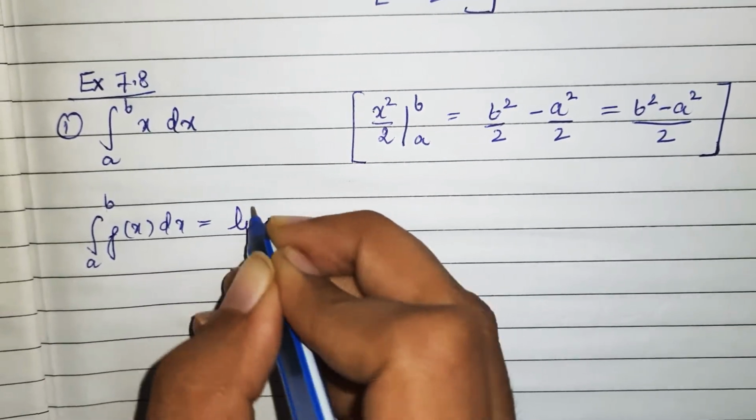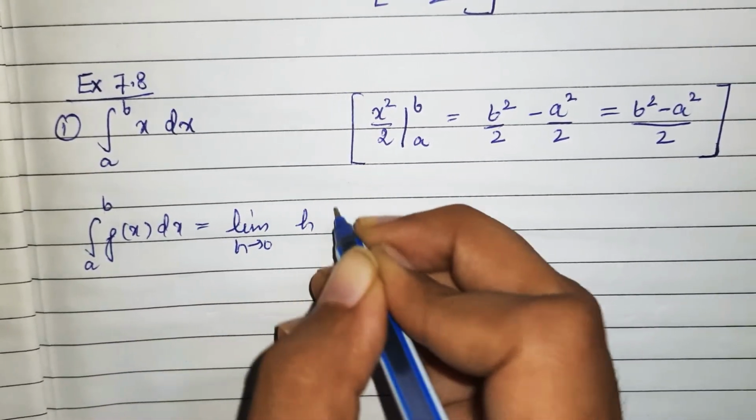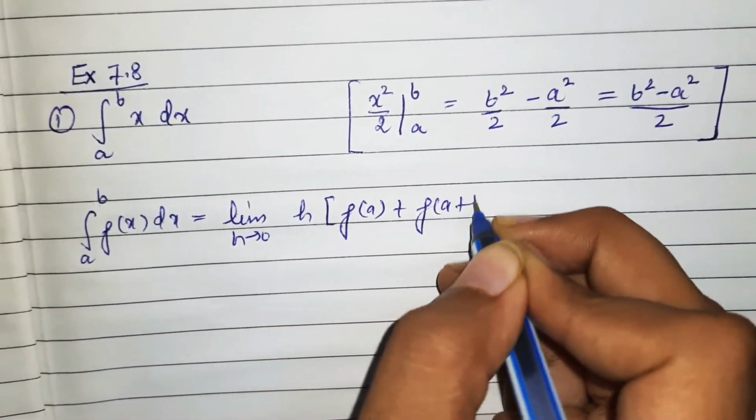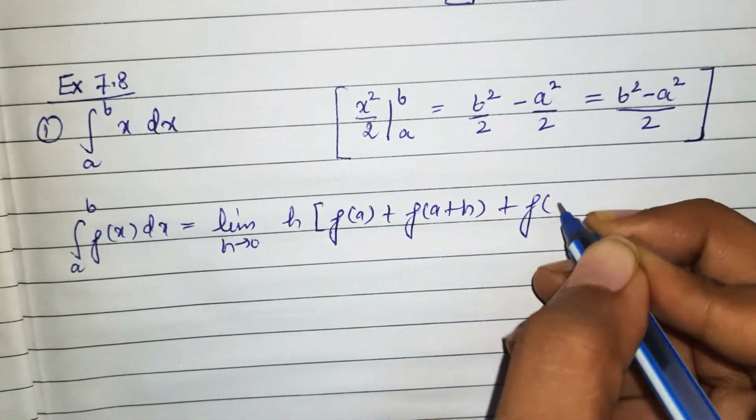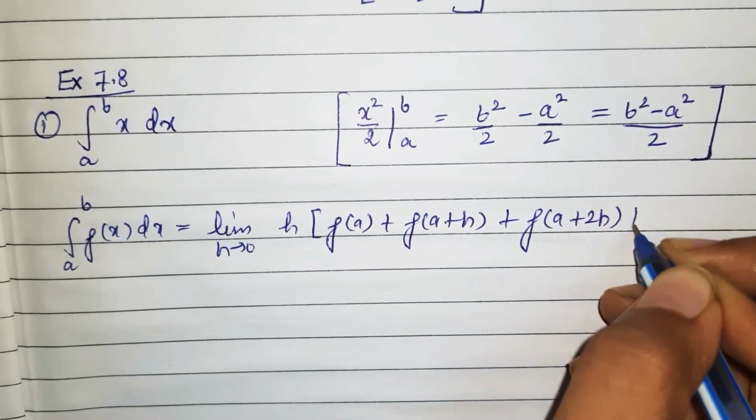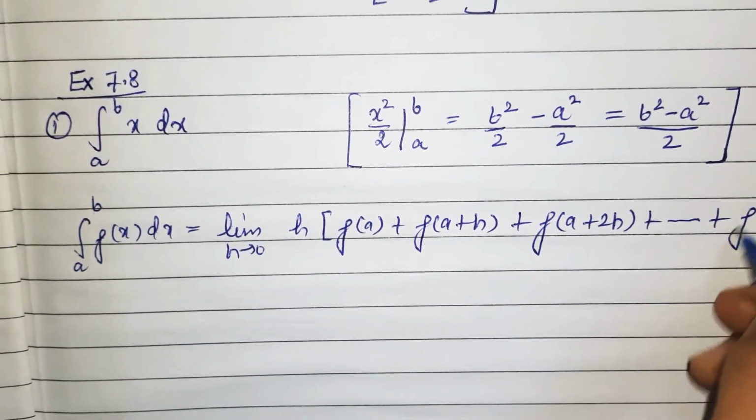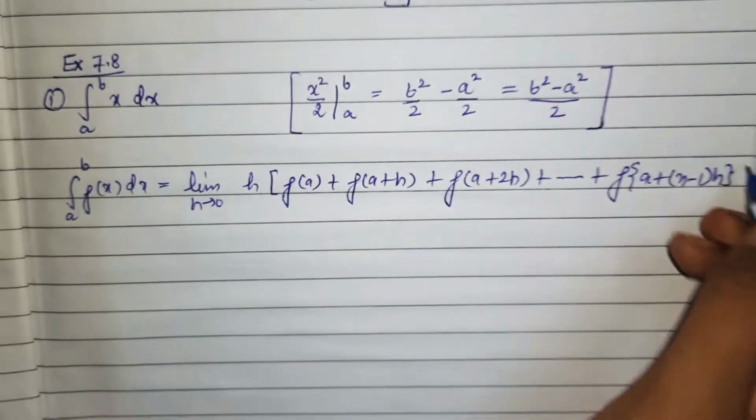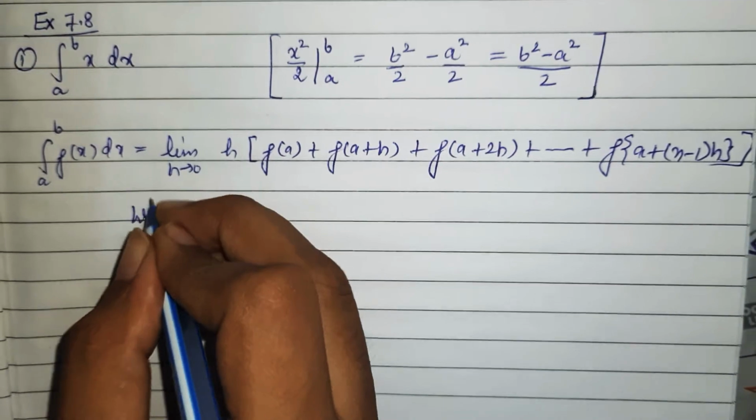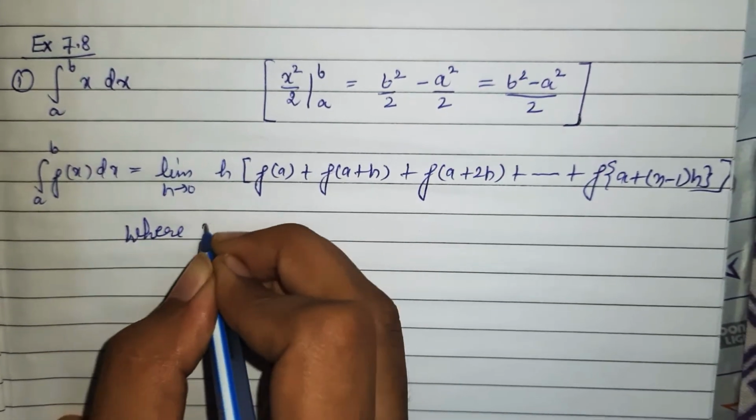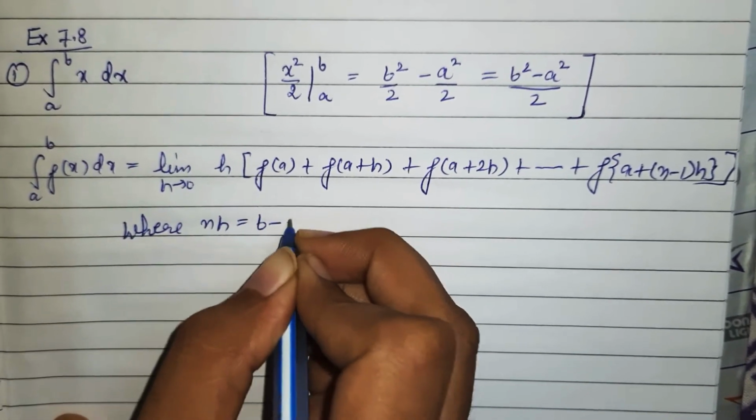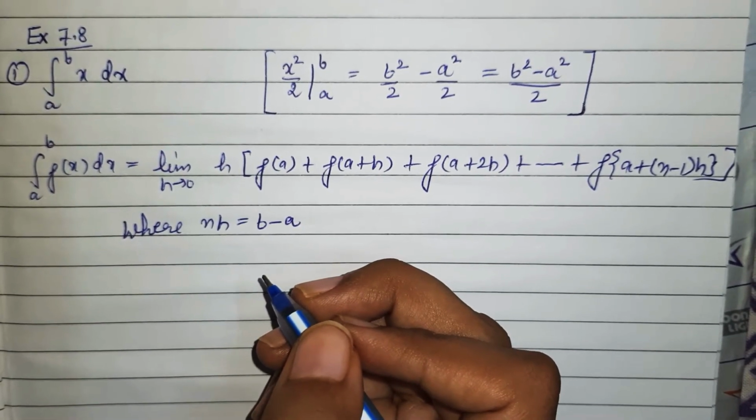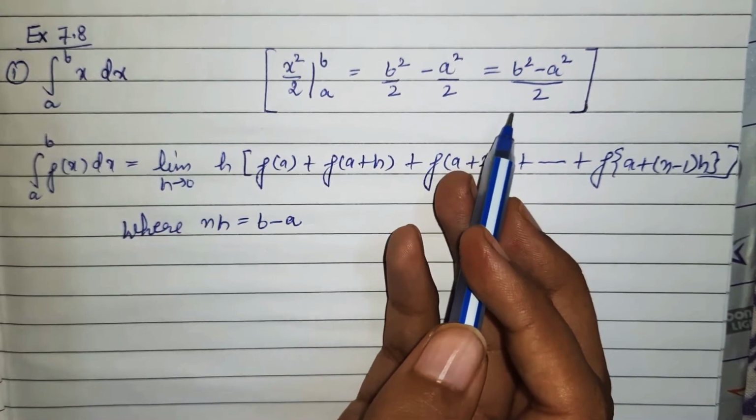Integral of f(x) dx equals limit h tends to 0, h times [f(a) plus f(a plus h), f(a plus 2h), plus so on, f(a plus (n minus 1)h)], where nh is b minus a. Now here b and a are of course constant terms, but right now I do not have any numerical value, so we will get an answer like this.